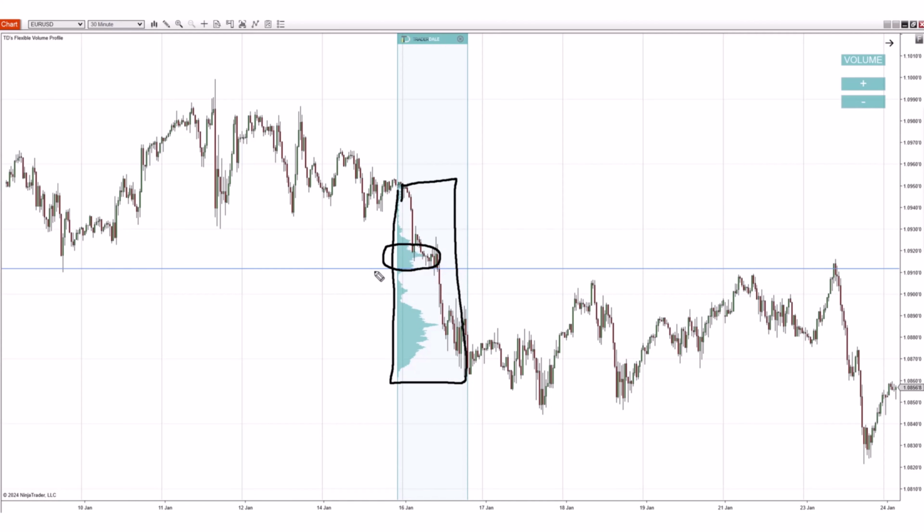You need to use a volume profile which is able to look into specific areas of the chart. I call it flexible volume profile. It's one of the profiles which I developed and which you can get from my website. It is important to use the flexible profile so you can look just into the trend area.